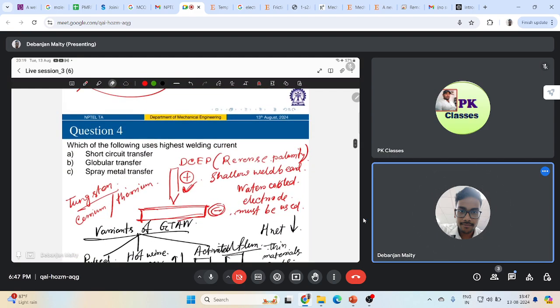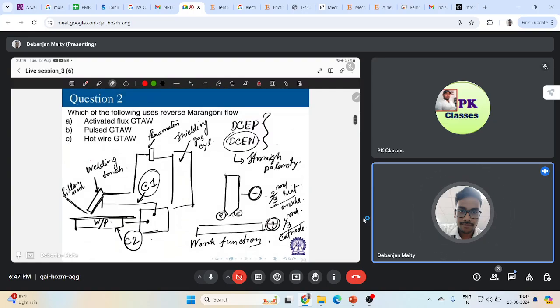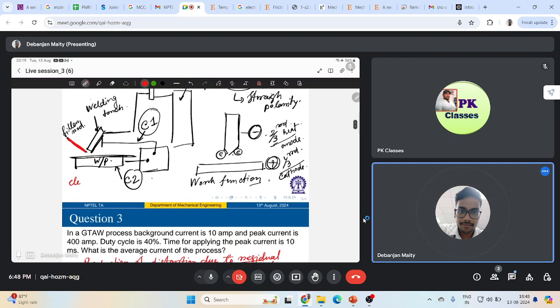So I will go over here. I was talking about this feeler wire. What we will do is some electrical heating of the feeler wire.